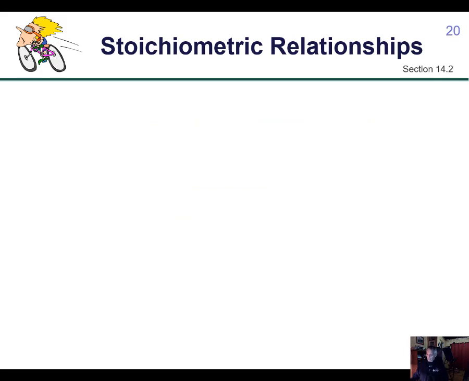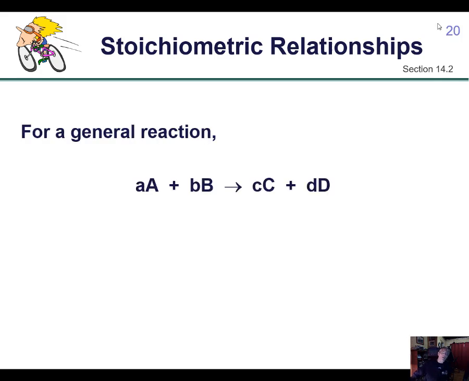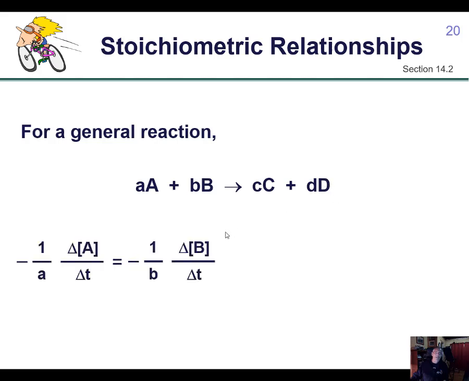So let's look at stoichiometric relationships. So here's a general reaction. We have reactant A and reactant B with coefficients lowercase a, lowercase b, and products capital C, capital D with their respective lowercase coefficients. We can relate this rate of disappearance to this rate of disappearance to this rate of appearance to this rate of appearance with the following method.